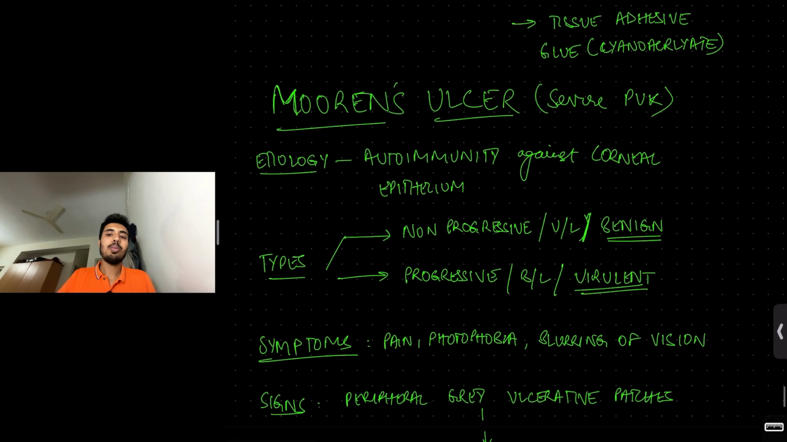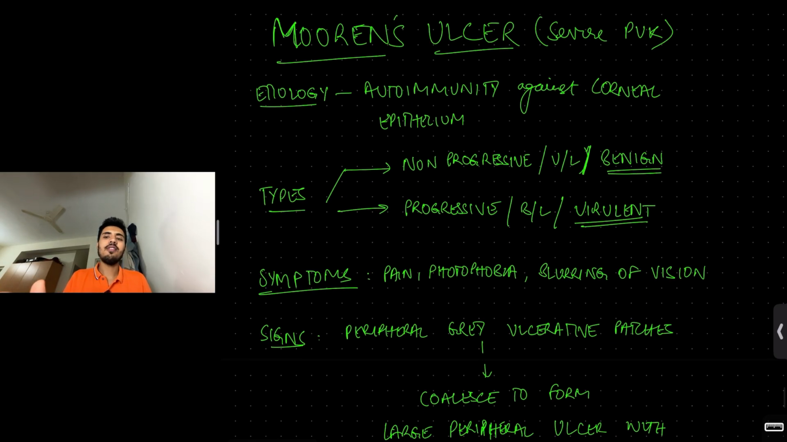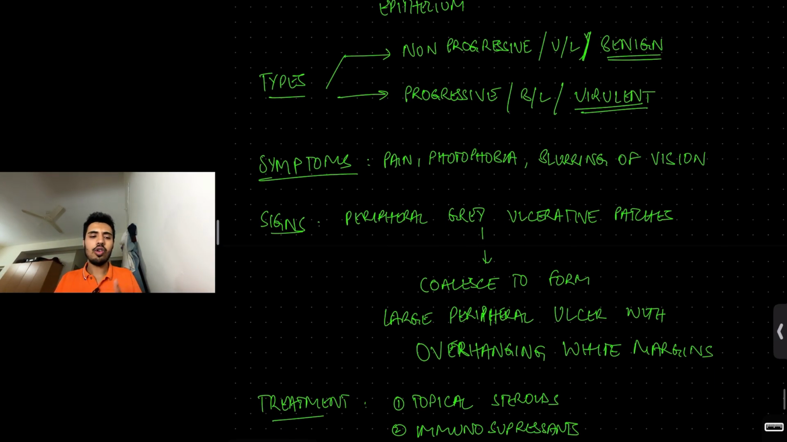Then there's another very important one, Mooren's ulcer. This is a very severe form of peripheral ulcerative keratitis. Did I say PKU? PUK, peripheral ulcerative keratopathy. Here the etiology is autoimmunity against the corneal epithelium, which destroys the corneal epithelium. It can be of two types: unilateral, benign, non-progressive, or bilateral, virulent, and highly progressive. Symptoms are, just think of corneal ulcer symptoms: pain, photophobia, watering, irritation, foreign body sensation, blurring of vision. These are the symptoms.